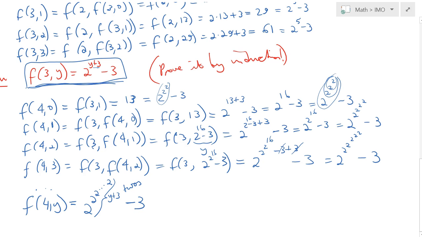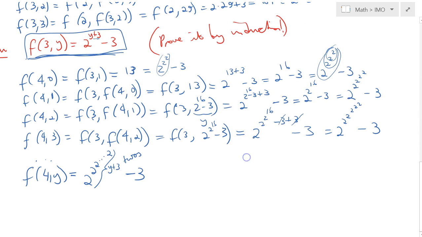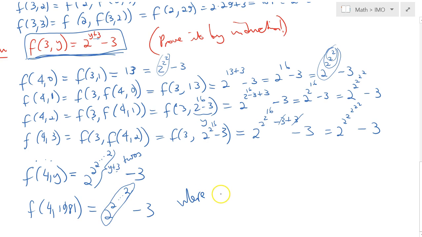So therefore, we have f of 4 1981, which is just 2 to the power, you have a power of 2's, and then minus 3, where in this power of 2's, how many 2's do we have? It is 3 more, so we have a tower of 1984 2's, and that solves the problem.